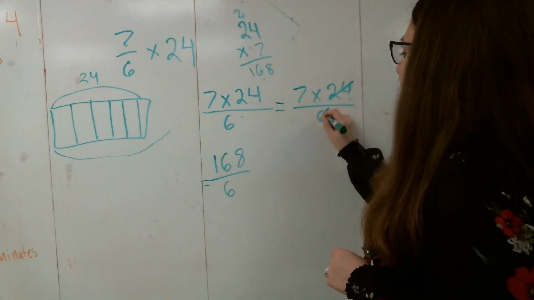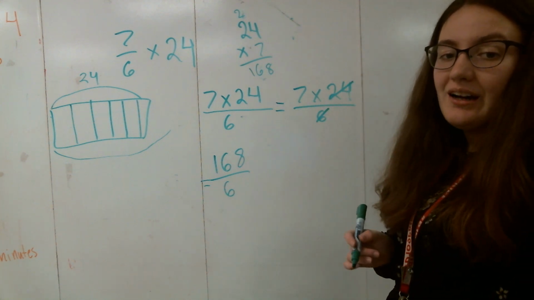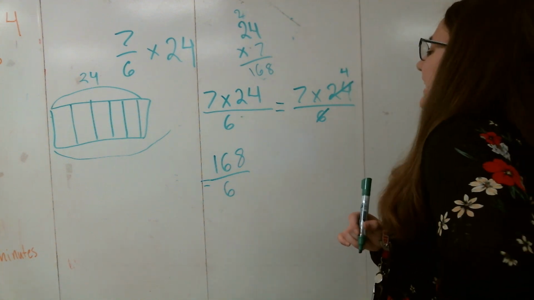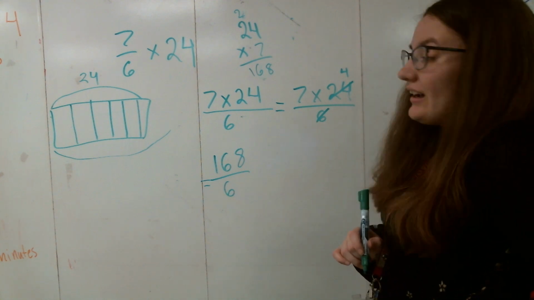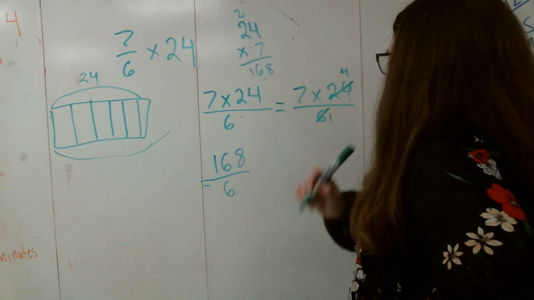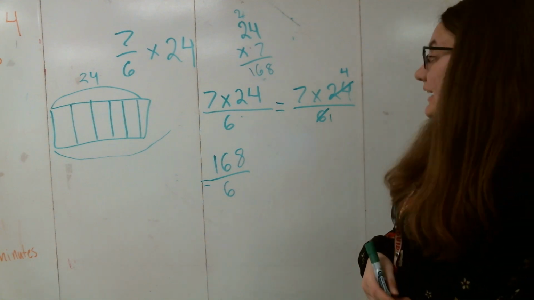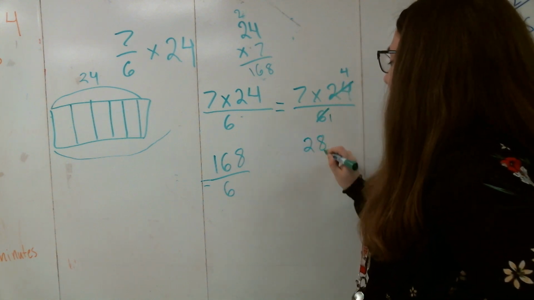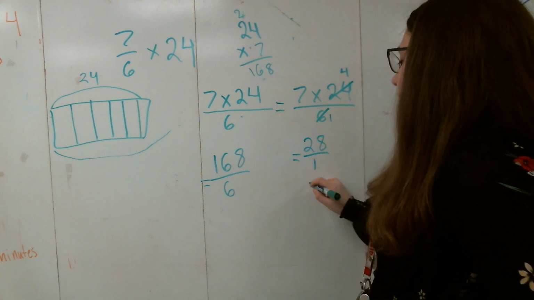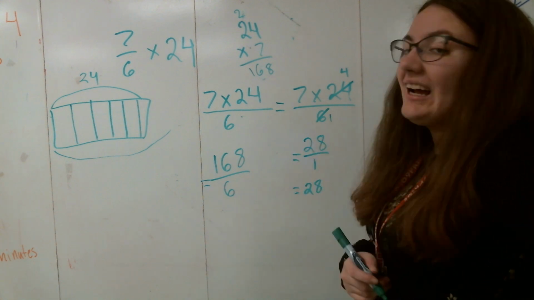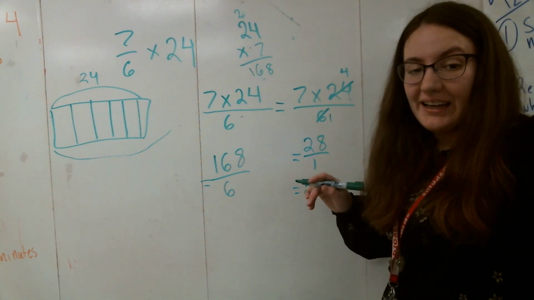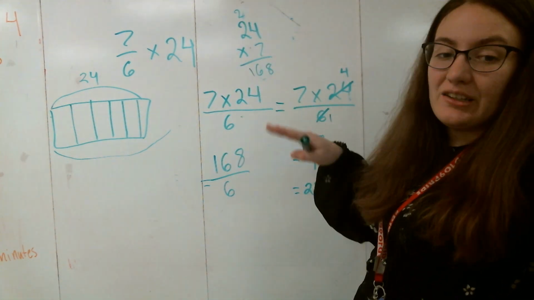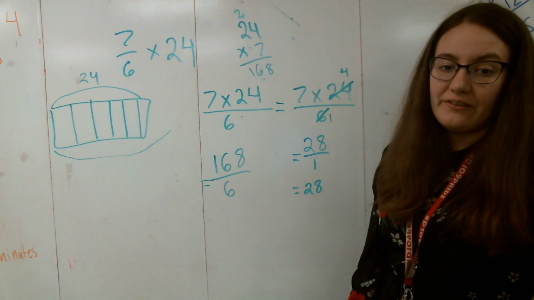So we're going to divide 24 and 6 by 6. 24 divided by 6 is 4. And then 6 divided by 6 is 1. So that is my new problem. And now I have 7 times 4, which is 28 over 1, or just 28. And that would be the easiest way to get my answer because I was able to do all this math off the top of my head instead of having to do any sort of standard algorithms for my division problem.